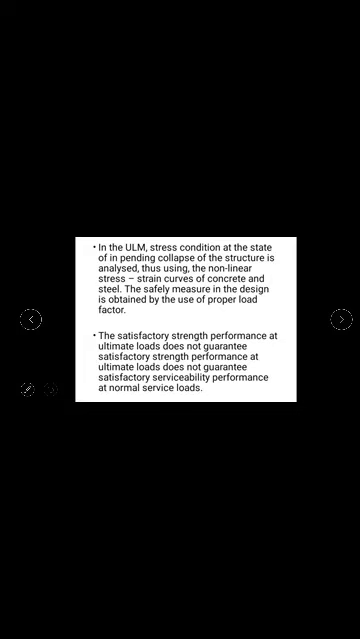Satisfactory strength performance at ultimate loads does not guarantee satisfactory serviceable performance at normal service loads. The structure designed under the ultimate load method is to resist the desired ultimate loads. So this method takes into consideration the non-linear stress-strain behavior of concrete. Here it has to do with the load only, as the name of the method itself says, ultimate load method.